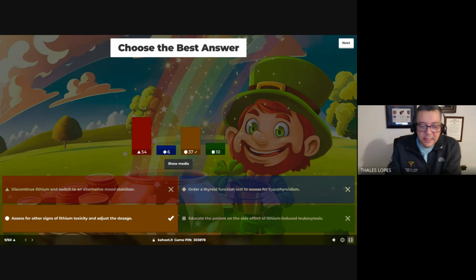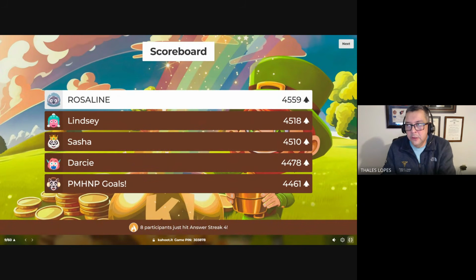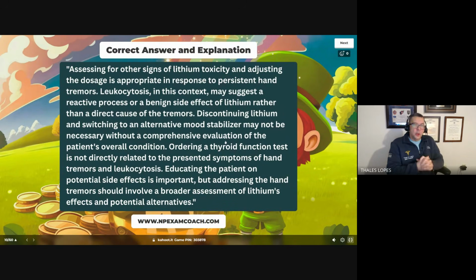All right, on the test, anything that is persistent, constant, always there, is most likely a toxicity level. Even though it didn't say coarse hand tremors, it said persistent. Leukocytosis, elevated white blood counts, is expected to some degree. But we're more concerned about the persistent hand tremors. It really shouldn't be persistent. You could expect fine hand tremors as a side effect, but if something is persistent, continuously, you can pick up on that for the test as a possible toxicity.